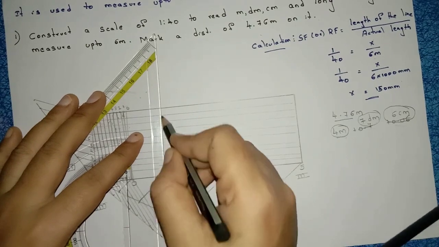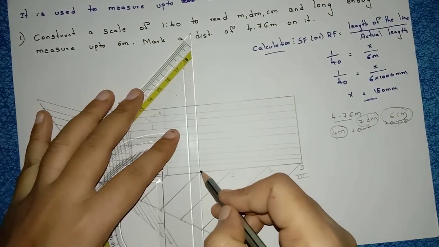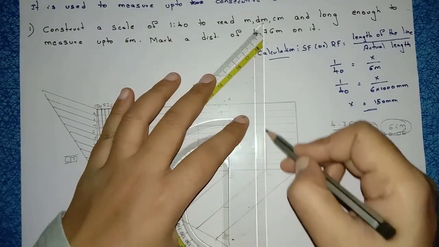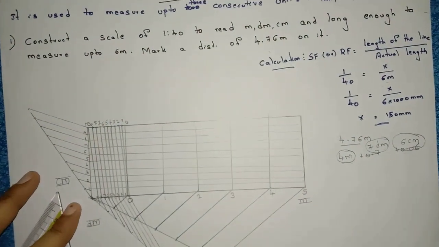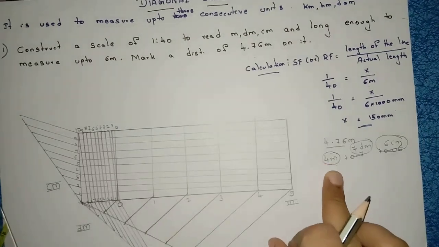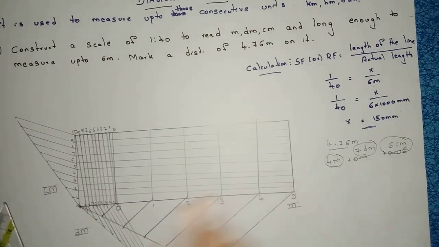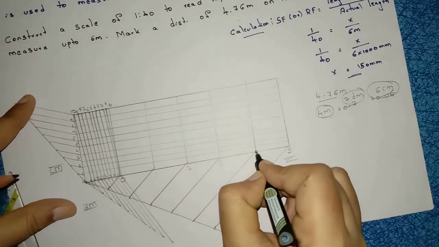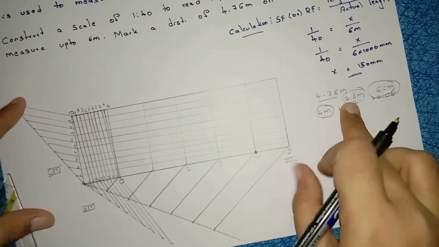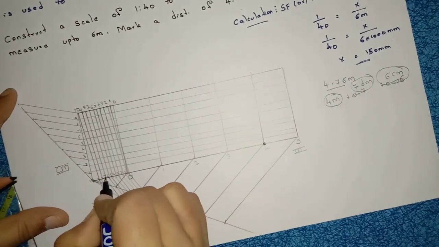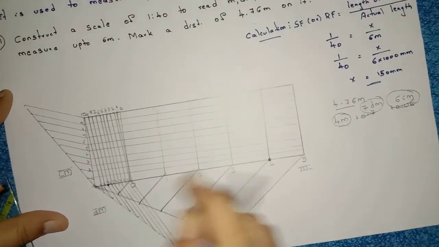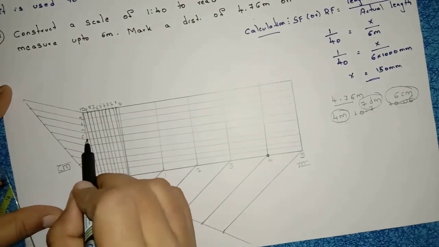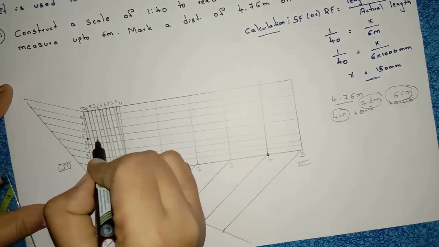Right? Again from 1, draw the perpendicular line. From 2, draw the perpendicular line. From 3, draw the perpendicular line. From 4, draw the perpendicular line. Now you have to mark 4 meters, 7 decimeters, 6 centimeters. So this is your 4 meters point, 4 meters, 7 decimeters. This is the 7 decimeter point. 6 centimeters. This is the 6 centimeters point. So 6, 7. This is the point.